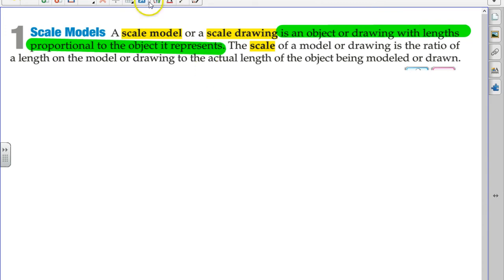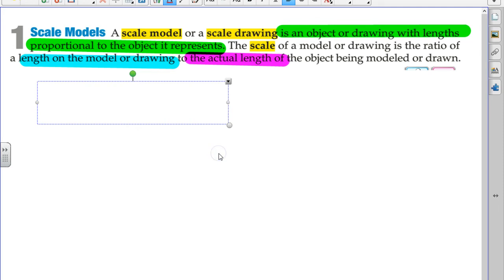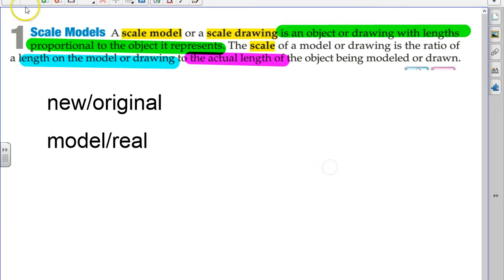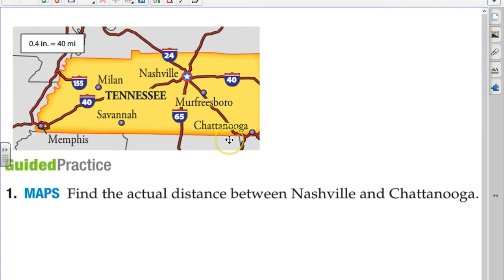The scale of a model or drawing is the ratio of the length of the model or drawing to the actual length. Just like back in the previous section, length of the model to the actual length. That's the same thing as we had before: new length, which is the model, to the original. Model to real, however you want to think of it, that's how it's set up. So that's how scale factor is determined. Here's our first example.